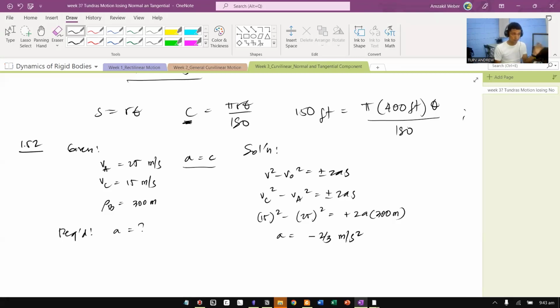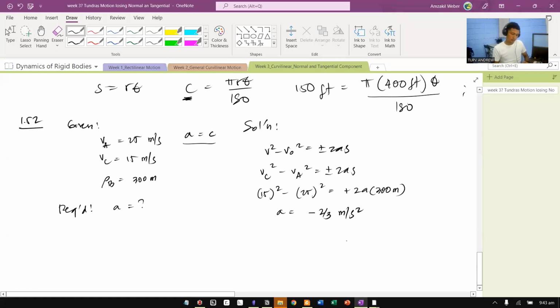But the question is, in between A to C is point B. You can solve first the velocity at point B. Kaya connect mo lang sa either point A or point C. Point A na lang. Point B to point A, V squared equals V naught squared plus minus 2aS. So V B squared, we have 25 squared, and we have negative 2/3.